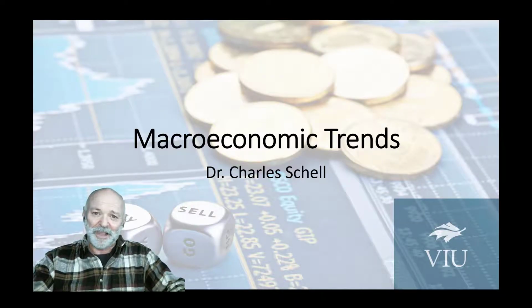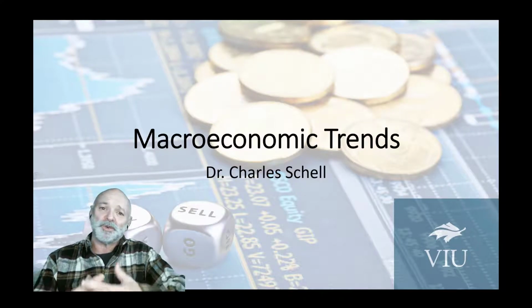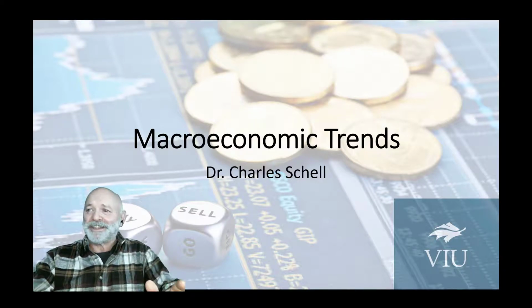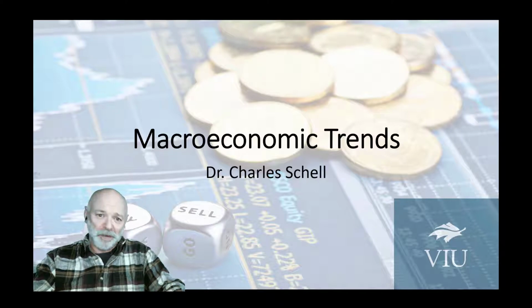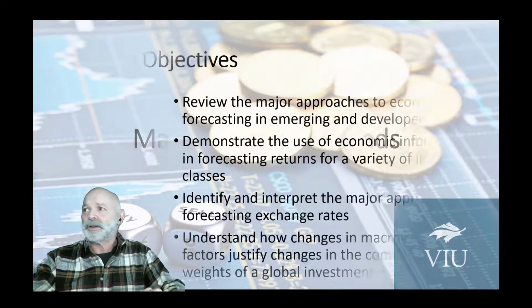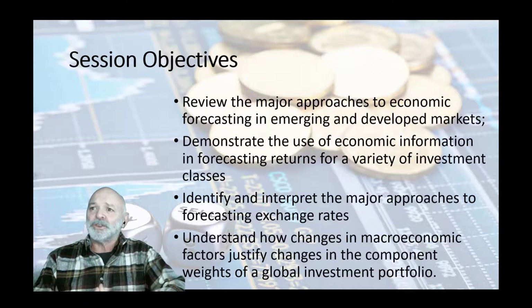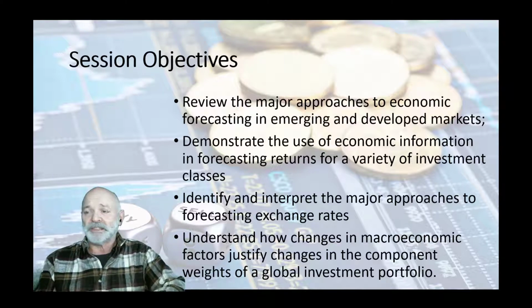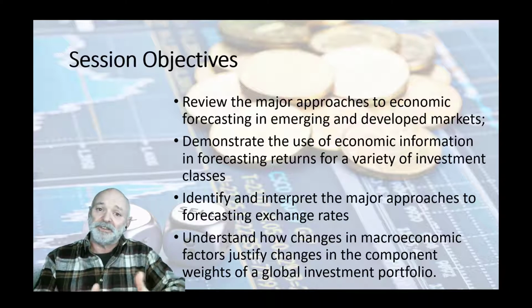And hi again. In this session we're going to take a look at macroeconomic trends, and in particular we're going to review some of the major approaches to economic forecasting, demonstrate the use of economic information, the sources of information, and so on, and also identify some of the major approaches to forecasting things like exchange rates and the implications for things like interest rates, and specifically look at the effect on different classes of assets, leading into the next session in Chapter 5 of McGinn's textbook, where we start to talk about asset allocation.